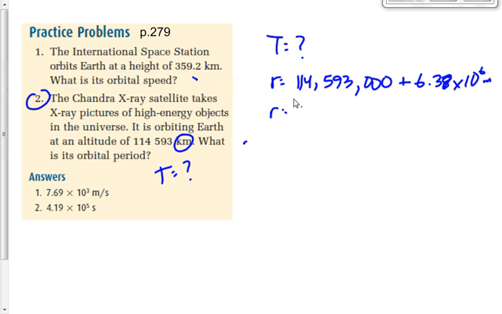I end up getting 1.20973 times 10 to the 8 meters. I want to find the orbital period. Any ideas here?